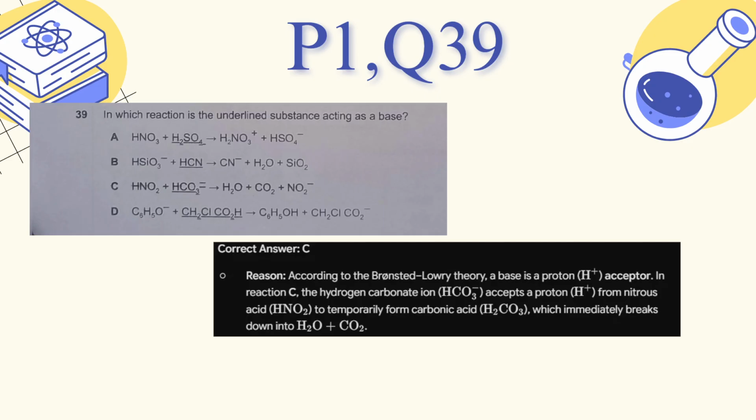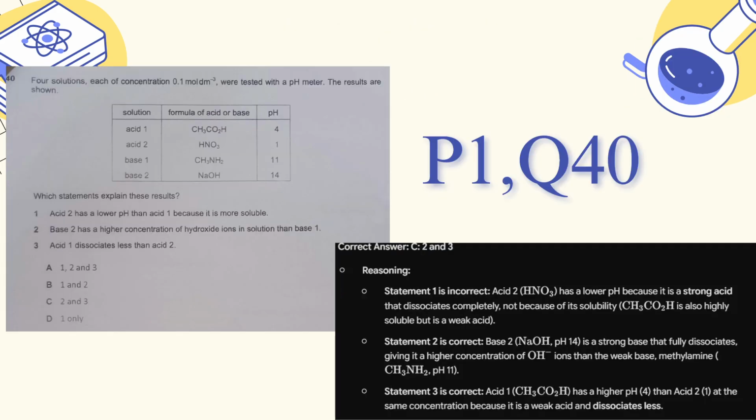In which reaction is the underlined substance X acting as a base? According to Bronsted-Lowry, a base is a proton acceptor. In reaction C, the hydrogen carbonate ion accepts a proton from nitrous acid to temporarily form carbonic acid, which immediately breaks down into water and carbon dioxide. So the correct answer is C.